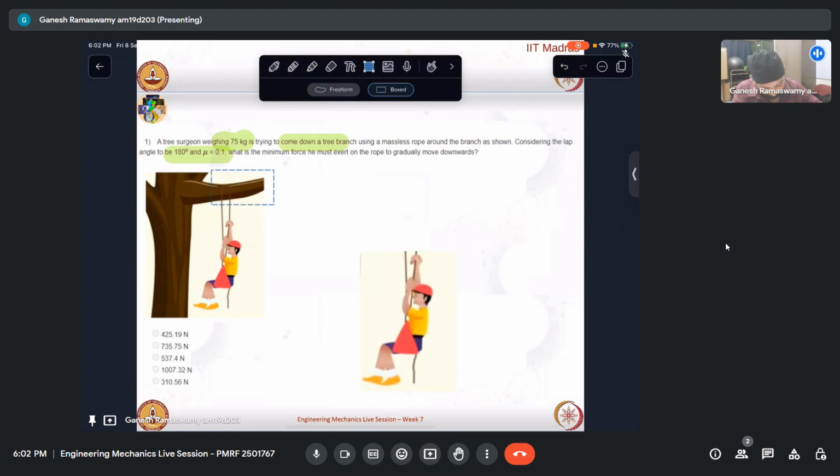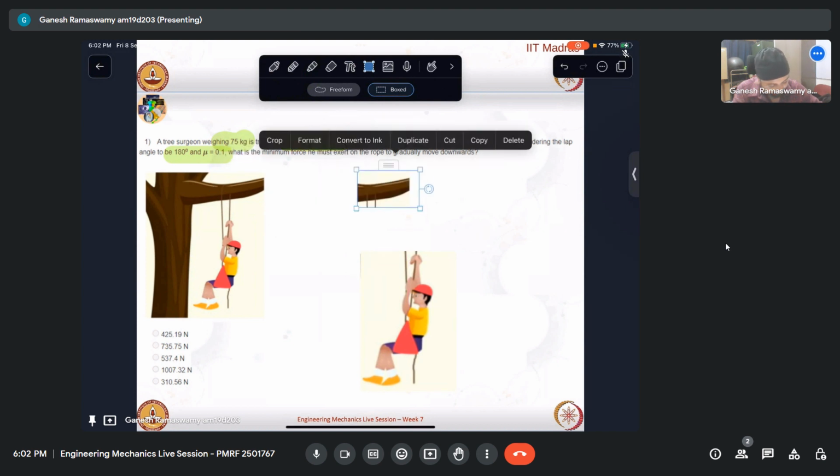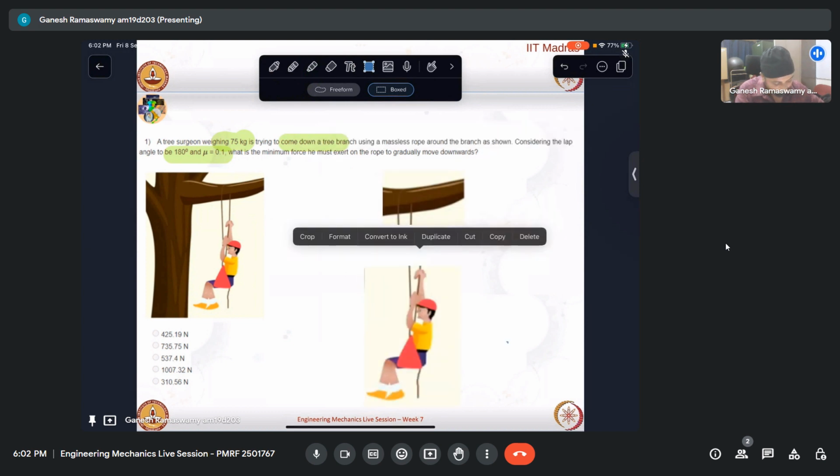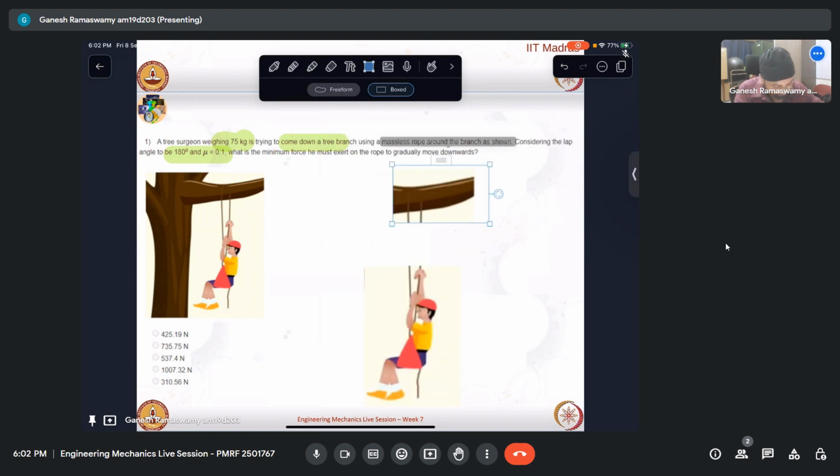And then we have the tree like that. I have essentially split this into two parts, and then I'm just analyzing the tension in the rope. Given that the tree branch is offering some friction, naturally the tension will not be the same on either side of the rope. One side it will be more, and friction and the other side's tension will counter it to keep it in equilibrium.